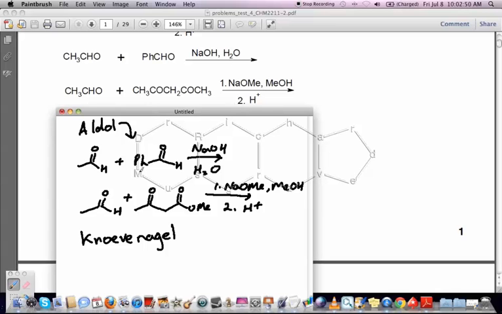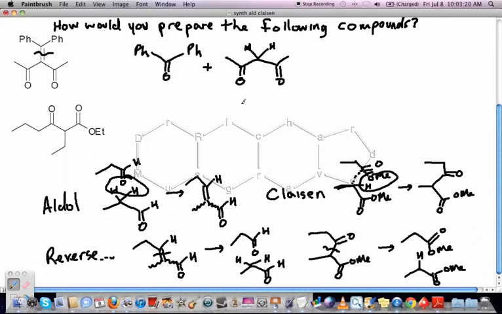So the aldol will be the one that reacts two compounds that have just one C double bond O each, whereas the Knoevenagel will have one compound that has a C double bond O and another one that has two C double bond O's. And what you'll be able to do is simply copy the conditions of the Knoevenagel reaction and use those conditions on your synthesis problem as well. Now, since ours is a Knoevenagel, I know that I will just be able to copy the same conditions of the question 1 test question, which was NaOMe, methanol, and second step H+.